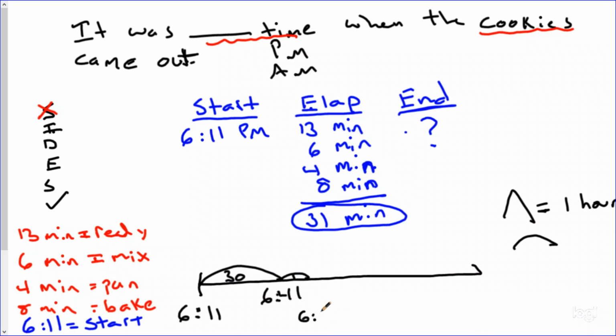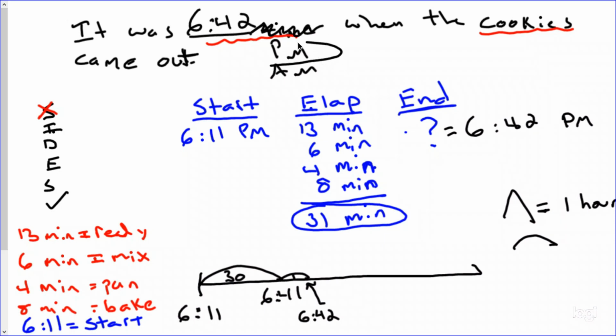Sometimes you get a little messy down here, especially when you're trying to write on this pad. And so at the end of my elapsed time, it was 6:42, which means my cookies came out at 6:42 p.m. because I didn't go past noon or midnight, right? And so it was 6:42, I'll erase the time, p.m. when the cookies came out of the oven.